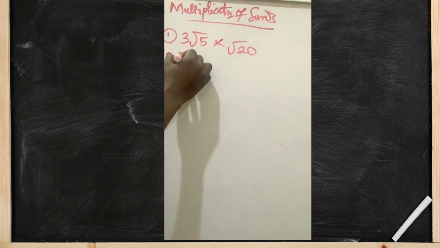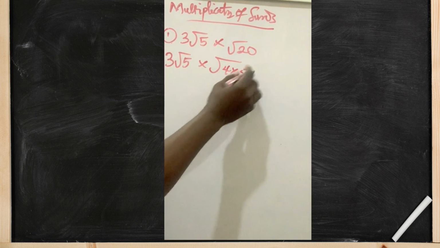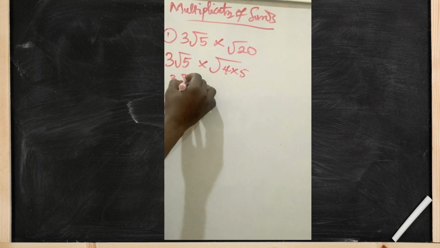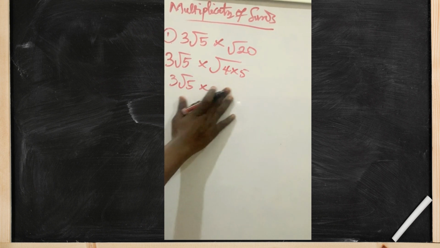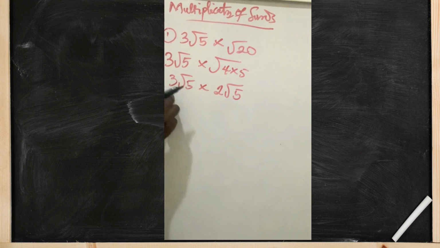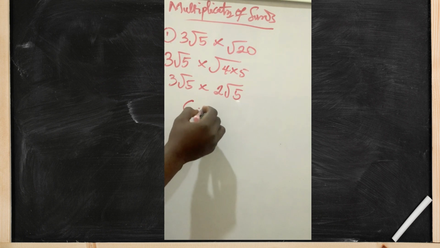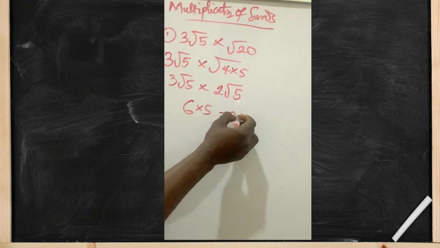Root 20 is the square root of 4 times 5, and the square root of 4 is 2, then we're having 3 root 5 times 2 root 5. 2 times 3 is 6. Root 5 times root 5 is actually 5, meaning we are saying 6 times 5, that's 30.